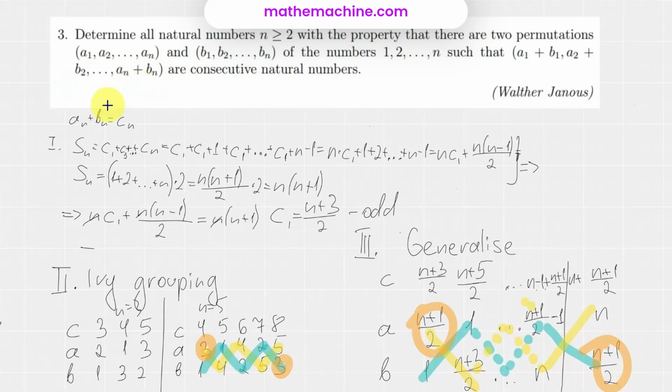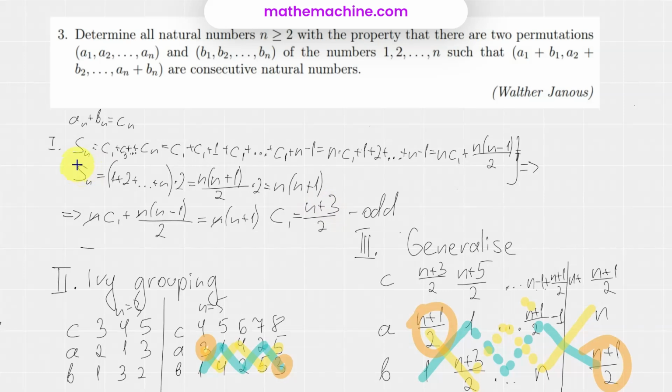Let us name an plus bn as cn, and let us determine a clear formula for c1. So on one hand, what is Sn? Sn is the sum of all numbers, a1 up to an, taken twice, because it is numbers a and b. So the sum of up to n is n times n plus 1 over 2, and since we have it twice, we multiply by 2, and overall we get n times n plus 1.